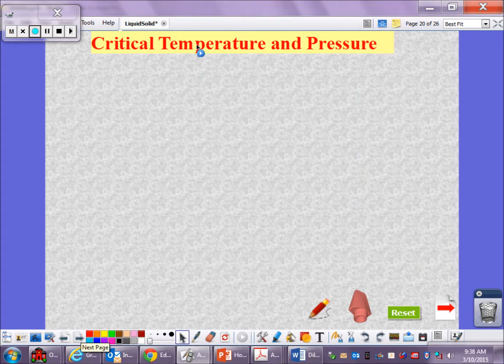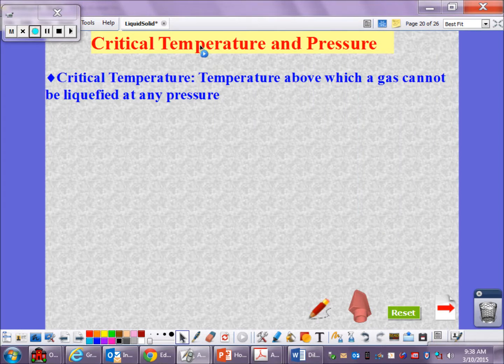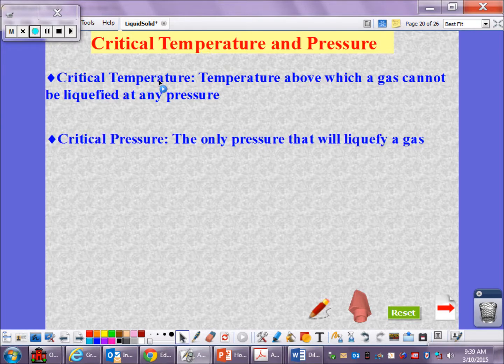Critical temperature and pressure, we already talked about it. Critical temperature is the temperature above which a gas cannot be liquefied at any pressure. And critical pressure is the pressure required to liquefy a gas at the critical temperature.